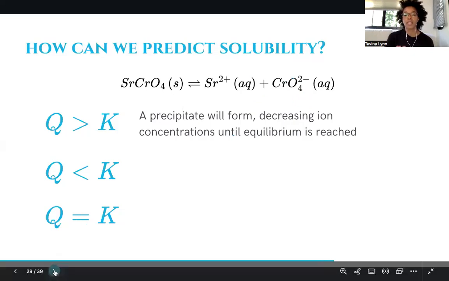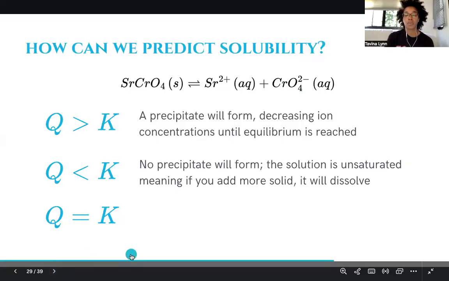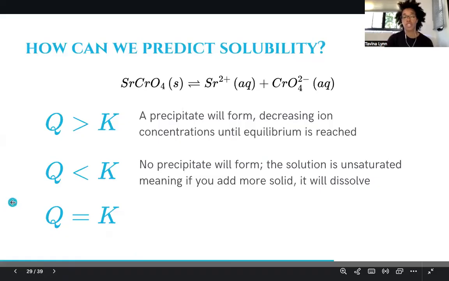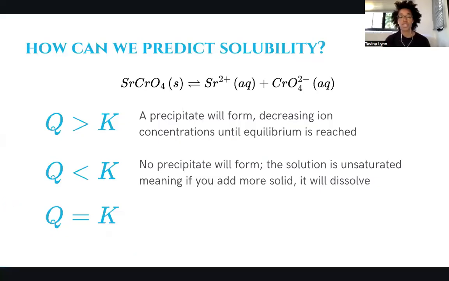Now when Q is less than K, it shifts in the opposite direction where we don't have a precipitate and we actually have dissociation. The solution is said to be unsaturated, meaning you can add more strontium chromate, you can add more solid, and it will continue to dissolve and dissociate into its ions.